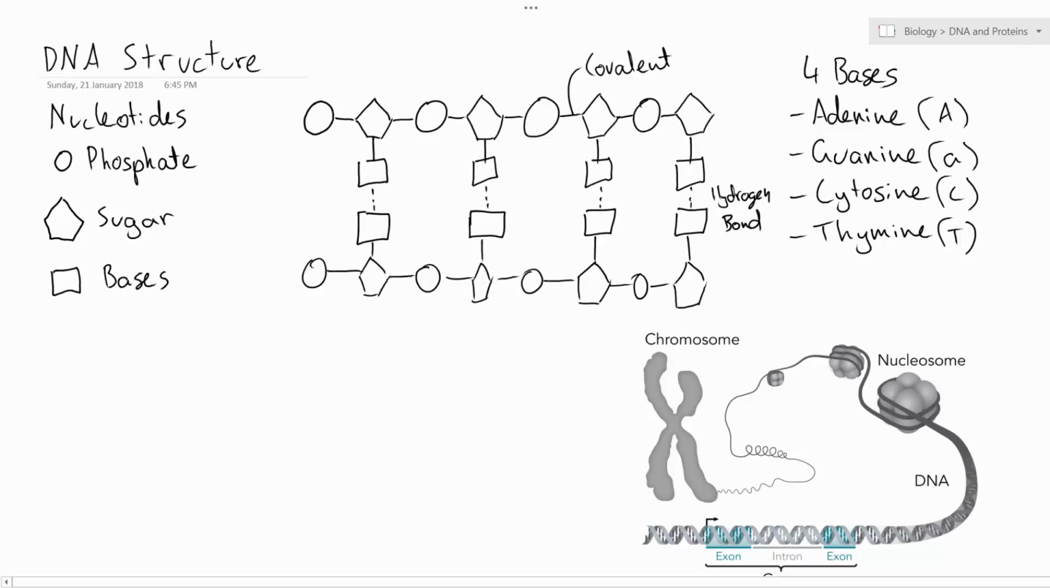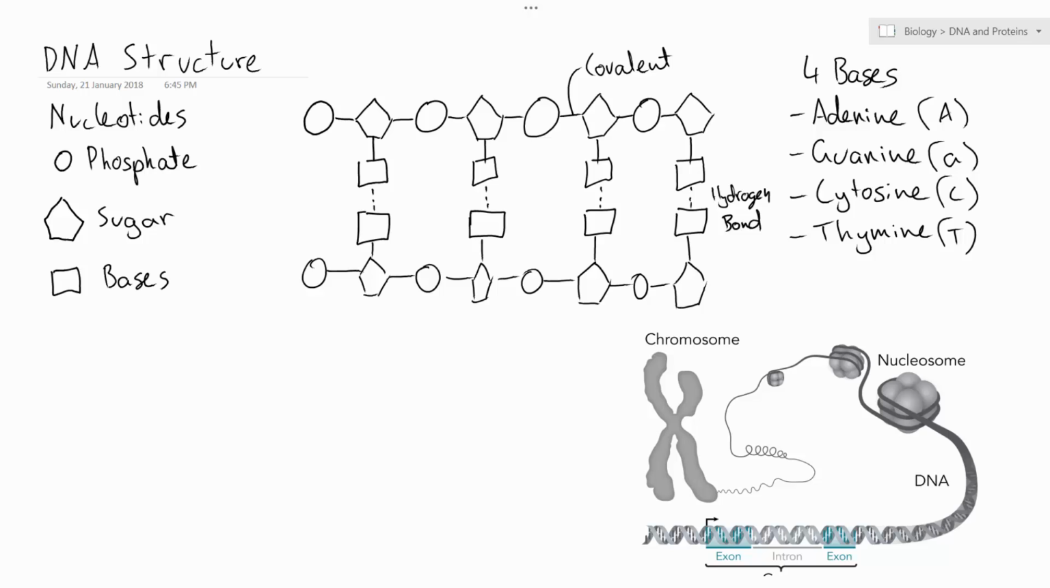The hydrogen bonds are weaker, which is really important for a couple of reasons. One is that we can open this DNA double helix up, which is important for things like replication, which we'll look at later. The other point to note about DNA is that these bases will only pair in a particular manner. These little hydrogen bonds between the bases of each nucleotide are what hold the two strands together.